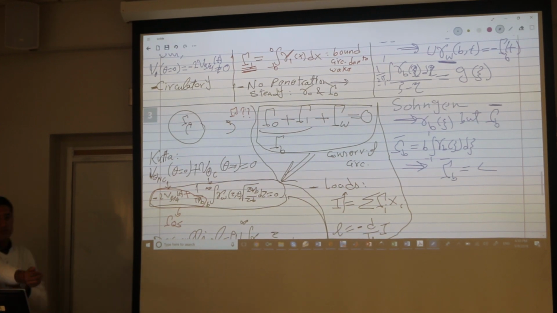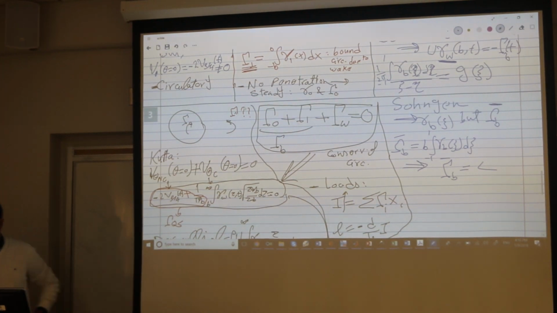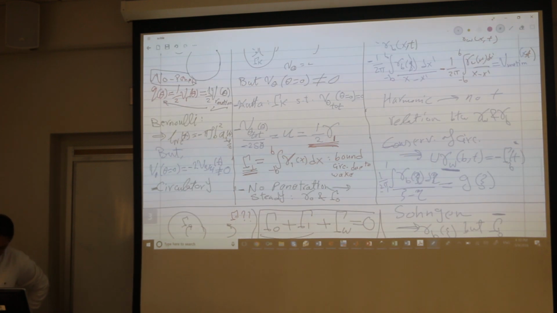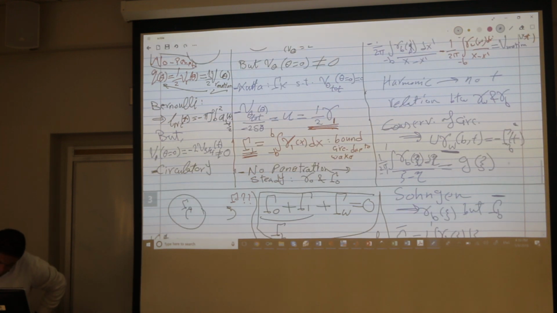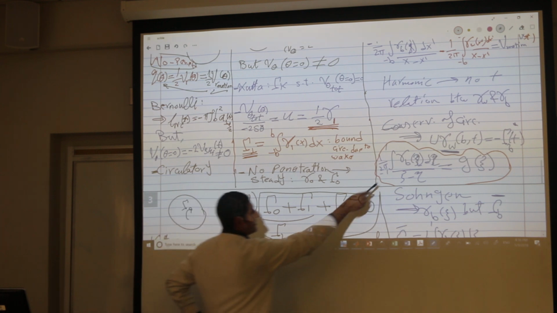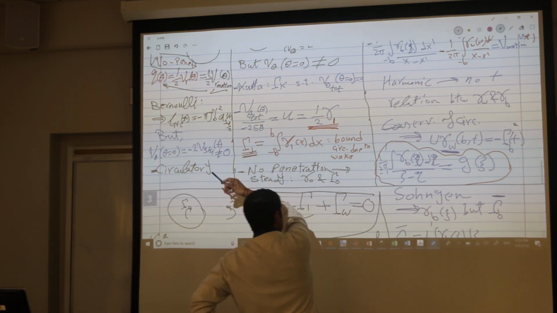Any question? So here is the integral equation for circulation. It's different from Theodorsen and von Karman and others because this is over -1 to 1, over the plate, not over the wake.